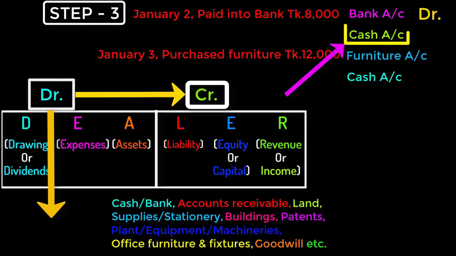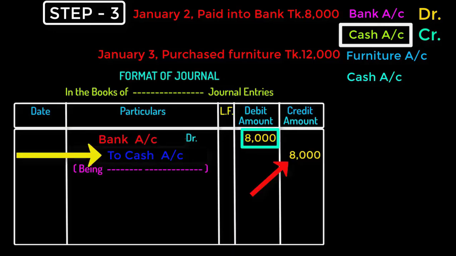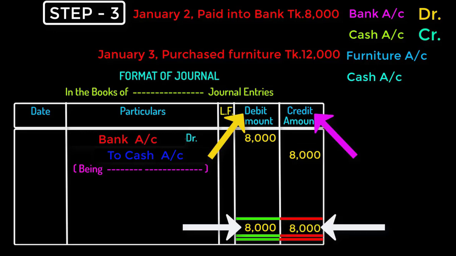That means cash account will be credit here. So, as an accountant of the company, what will you do? You must credit this account and write the same amount taka 8000 here in this credit column. Why will you have to write exactly the same amount here? I have already told you that this is called double entry system and you are bound to follow the system. The total amount of debit side must be equal to the total amount of credit side.